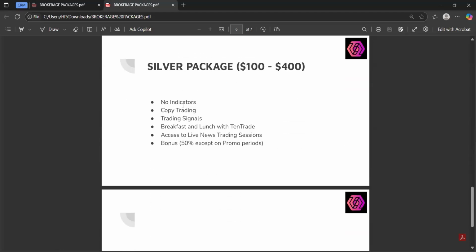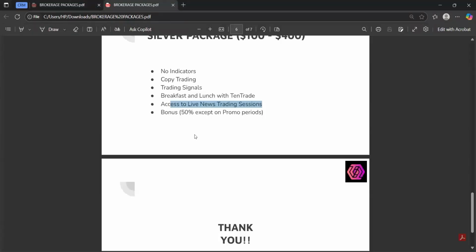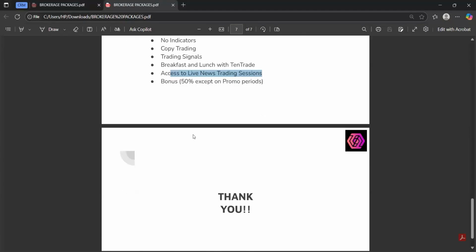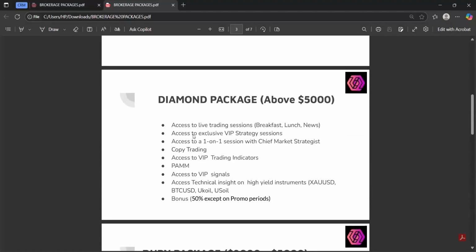On the Silver package, you don't get any indicators. You just get the trading signals. Mind you, there are different signals: you have VIP signals and normal signals. You have access to breakfast and lunch with 10 trade. You have access to live news trading sessions, where I've been checking my trades. Okay, I'm up about $1,100 and something. Nice. So that is for the Silver package. So you have the Silver, the Gold, the Ruby, and the Diamond.